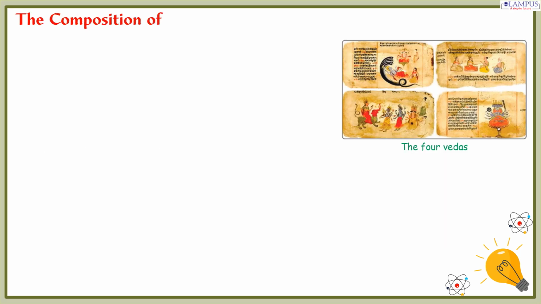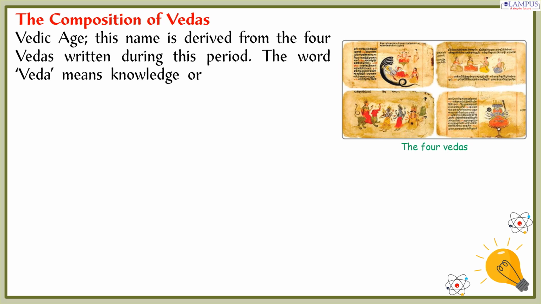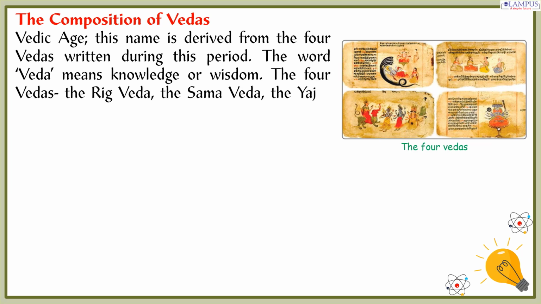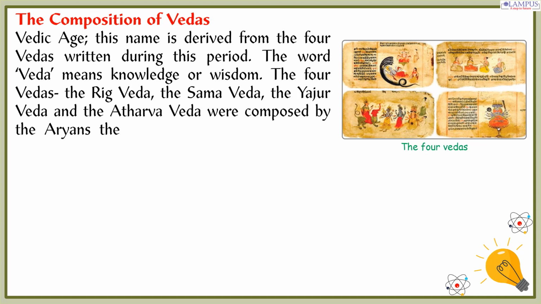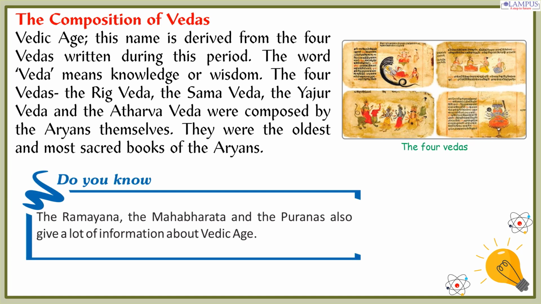The composition of Vedas. Vedic Age. This name is derived from the four Vedas written during this period. The word Veda means knowledge or wisdom. The four Vedas, the Rig Veda, the Sama Veda, the Yajur Veda and the Atharva Veda, were composed by the Aryans themselves. They were the oldest and most sacred books of the Aryans. Do you know, the Ramayana, the Mahabharata and the Puranas also give a lot of information about the Vedic age.